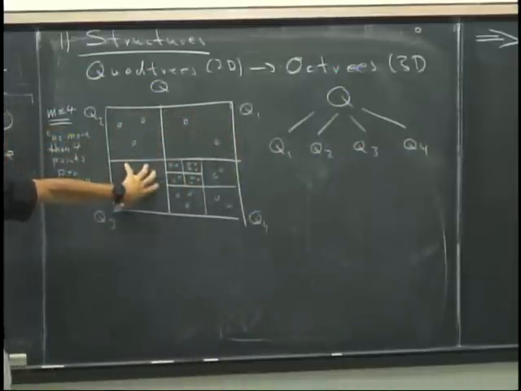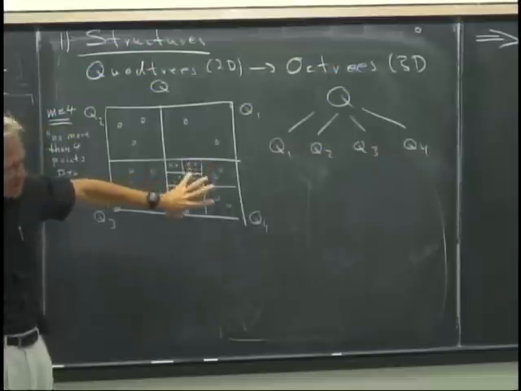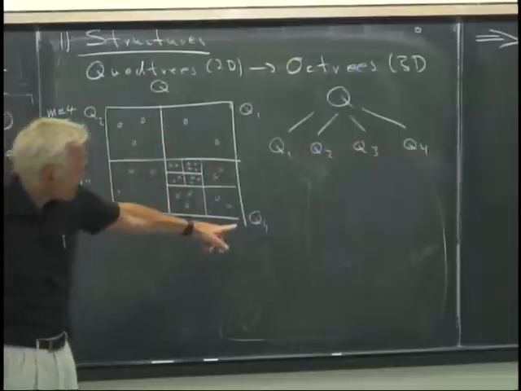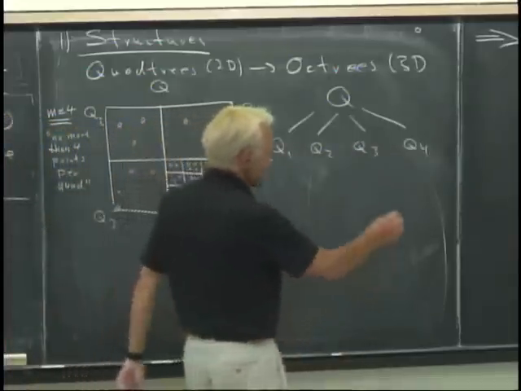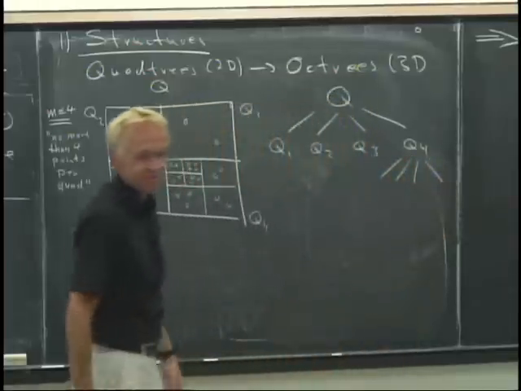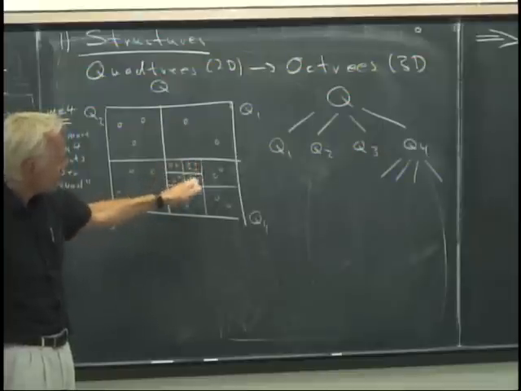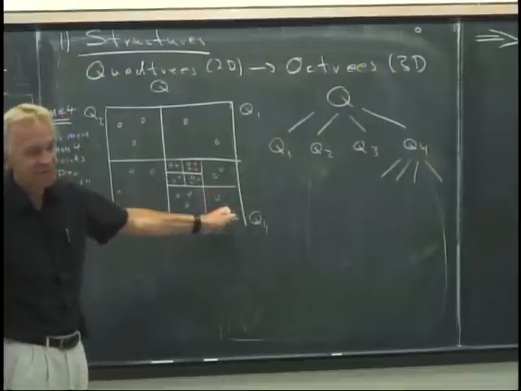This is done. This is done. This has 4, which is the limit. But this one has too many in it. I need to split it further. So quad 4 gets split further. I don't want to put the names down, but it goes like that. It has 4 children, child 1, child 2, child 3, child 4 locally.